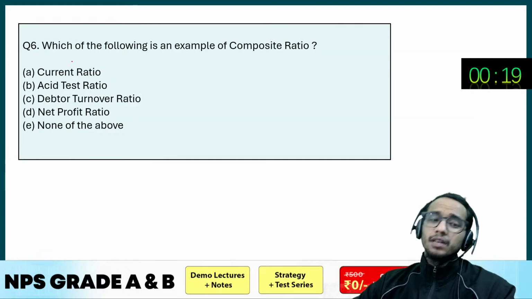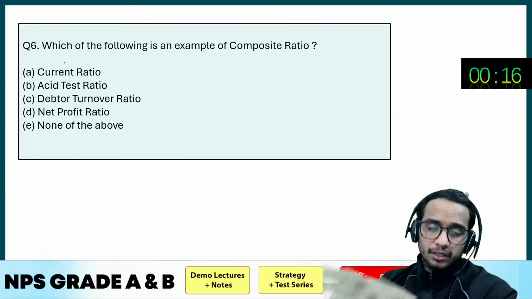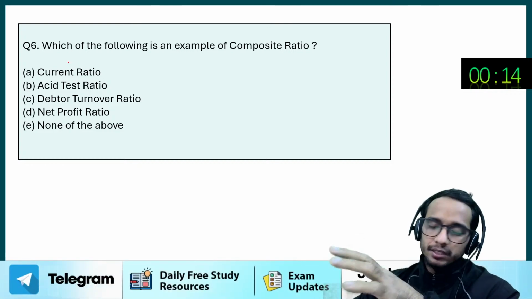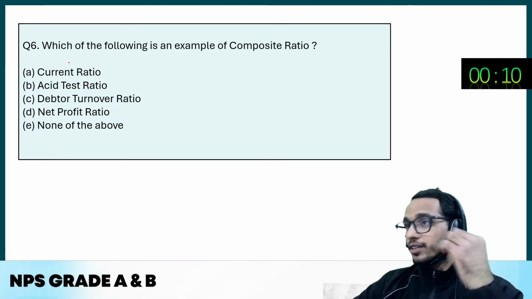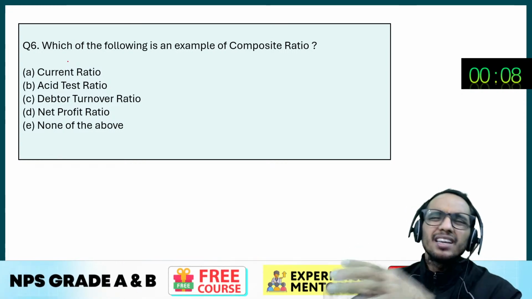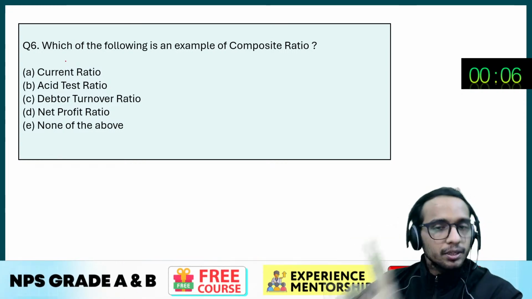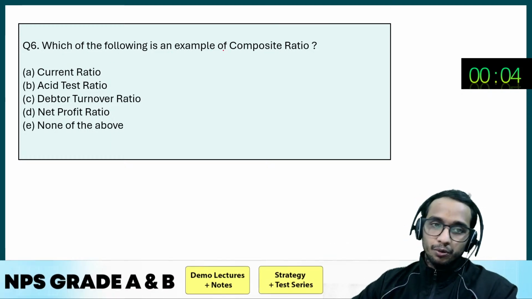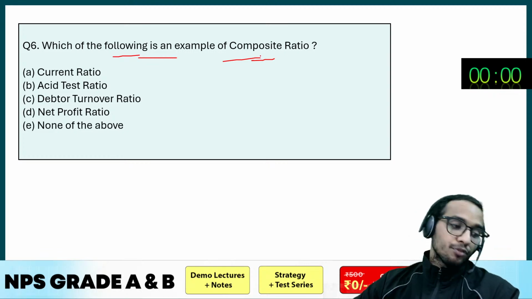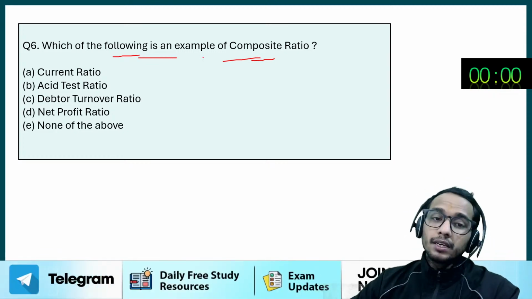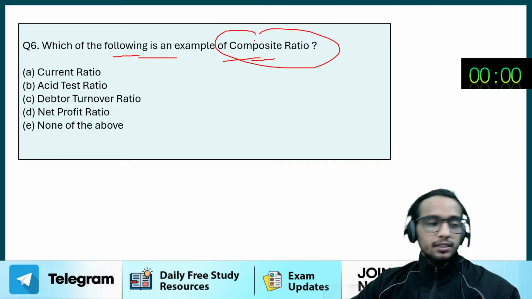Question number 6. Now it's a question of ratio analysis, the most important chapter in your entire syllabus for commerce and accounts. Most probably you are going to see a question from ratio analysis and cash flow. Okay, so the question is asking which of the following is an example of composite ratio. So what is composite ratio? First of all, let's try to understand that.